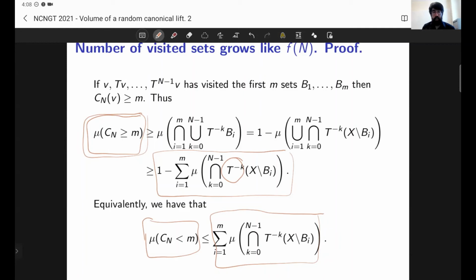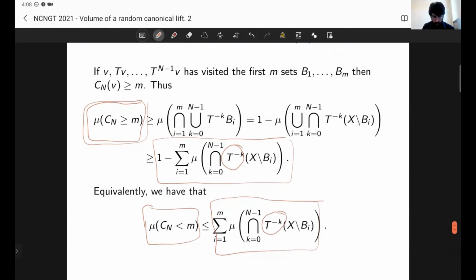So in fact, and here's where mixing and the strong dynamical properties of the geodesic flow will play an important role, thanks to mixing, we can get rid of these pullbacks here of the unit time flow. So here's what we can do.